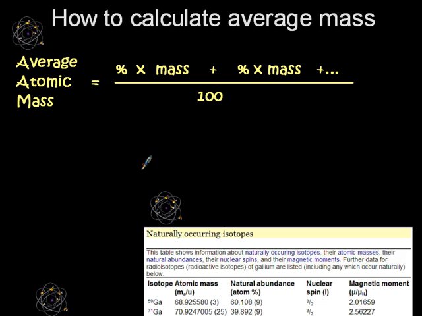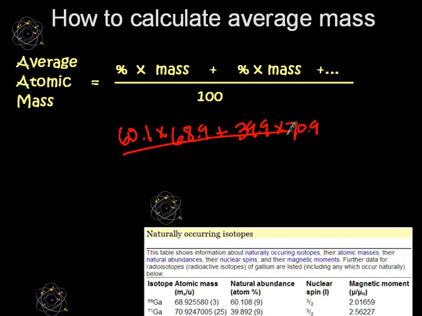Okay, so here's what I'm going to do. I'm going to take that percentage, 60.1, times its mass, the 68.9, plus the other percentage, 39.9, times the mass of 71, which is 70.9, divide by 100. Whoops, getting a little messy there.